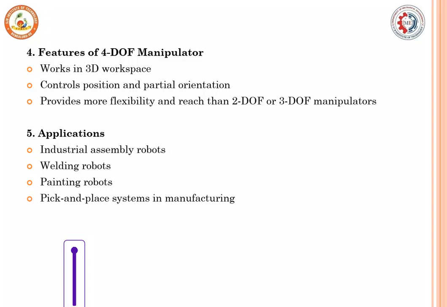So what are the features of a 4 degree of freedom manipulator? It can work in a 3D workspace without any difficulty. Position and partial orientation can be easily controlled. Compared to 2 or 3 degree of freedom, it provides more flexibility and reaches easily. Its applications are industrial assembly robots, welding robots, painting robots, and pick and place robots in the manufacturing cell, so that it can be used in all three directions compared to a 2D or 3 degree of freedom manipulator. The 4 degree of freedom manipulator is more flexible compared to the earlier systems of robots.